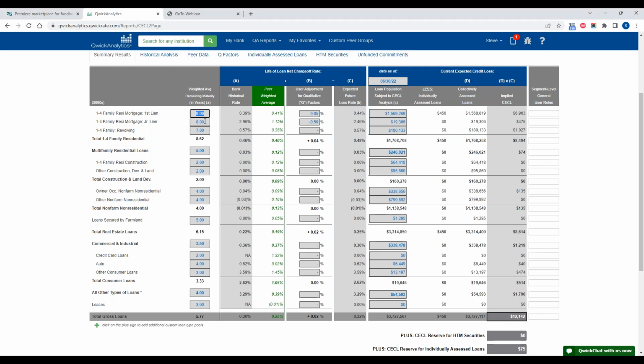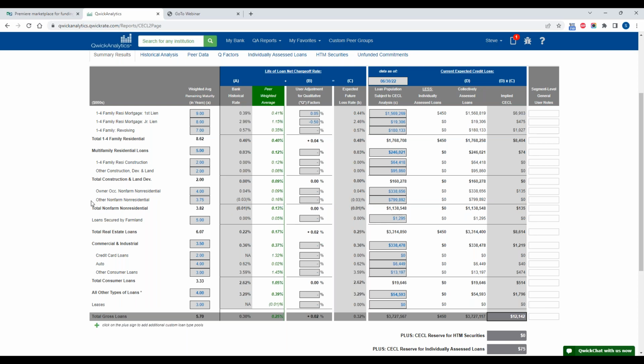I've gone ahead and plugged in some random values here just for illustrative purposes, but let's pick a guinea pig for today, and let's go with the other non-farm, non-residential. Let's say that we had calculated the average remaining life of our other non-farm, non-residential loans was 3.75 years. We plug that in there. It takes about a second, and then everything just recalculated across the board on the fly as it pertains to the other non-farm, non-residential loans for CECL.